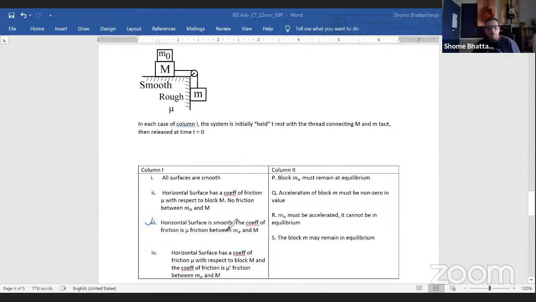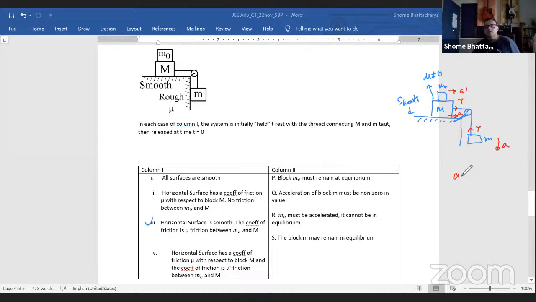So in third part, see what is happening. The horizontal surface is smooth, but there's coefficient of friction mu between the two of them. Okay. So this surface is smooth, but there is friction between these two blocks. So what will happen in this case is there is nothing to prevent this from moving. So this will have to have an acceleration. Okay. This will have to have some acceleration, this block. But the question is what acceleration this block has.